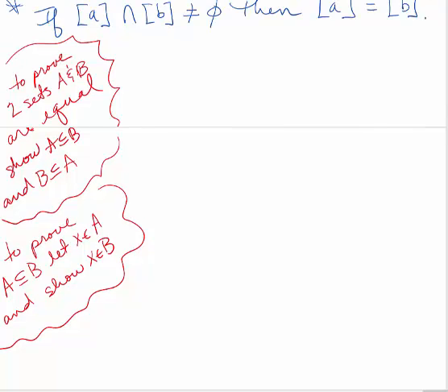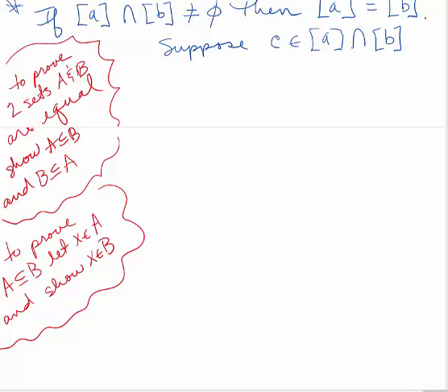So in this case, we want to show that if two equivalence classes, those are sets, are not empty, their intersection is not empty, then they must be equal. So we're going to assume that the intersection is not empty, by supposing that there's an element in both of them. So suppose we have C in the intersection of two equivalence classes. That's what it means to not be empty. That means you could actually pick something in there.